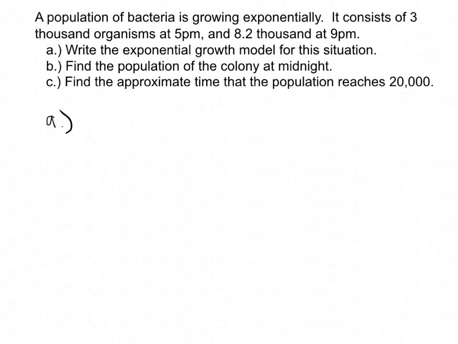So in part A, we know that we want to have population equals Ce^(kt). Now I know I keep saying Pert, Pert, Pert, and now I use Ce^(kt). Part of the reason is that I want to have this equal to the population, and so I didn't want to use P here. So we need to look at our data. Our data here says that it consists of 3,000 organisms at 5 p.m. So that means that you have a population of 3 at 5 p.m.